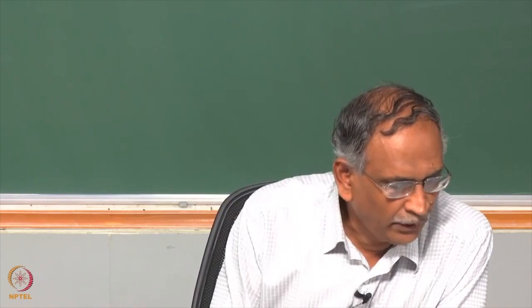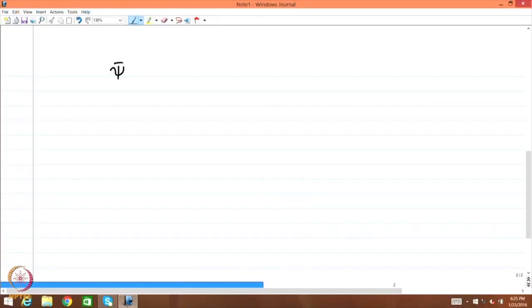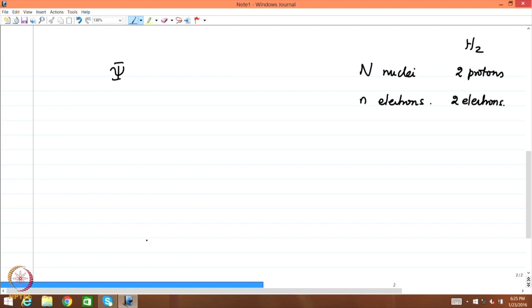Okay? So let me write down the molecular wave function psi. It has, say, n nuclei and n electrons, some arbitrary number. So let's do this parallelly for hydrogen molecule, 2 protons and 2 electrons. If you have to do this for something like carbon 60, there are 60 carbon nuclei and 360 electrons, each carbon having 6 electrons.